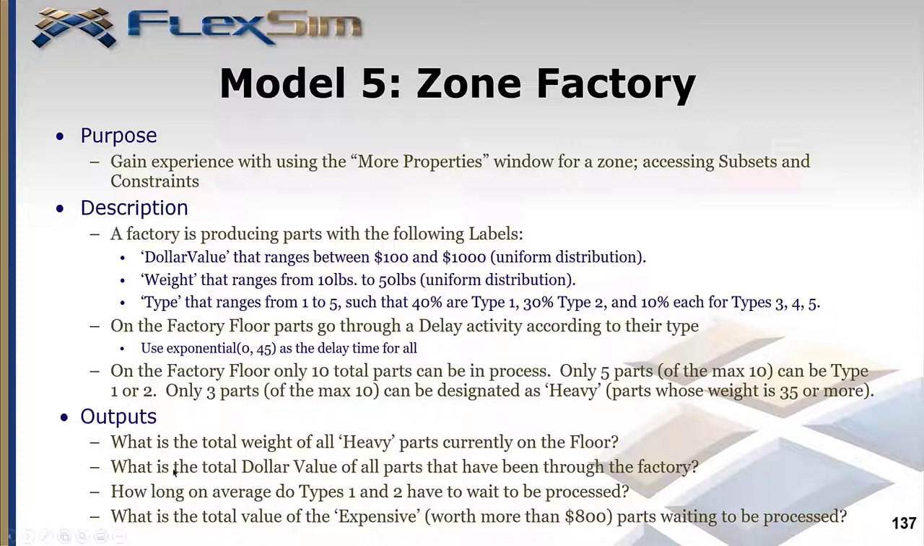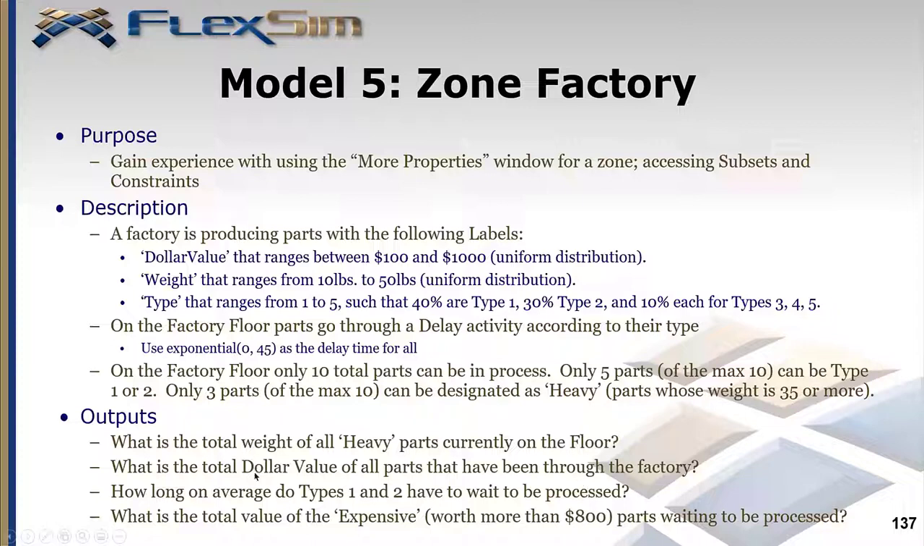And then we have a section of outputs where we want to use the zone statistics gathering capabilities to display some different stats. Like we want to know the total weight of all the heavy parts on the floor. We want to know the total dollar value that has been through the factory. So like what's the total revenue of the factory, by counting the dollar amount that every token is carrying with it as they leave. We want to know how long on average types 1 and 2 wait their turn to be processed. And we want to know the total value of expensive parts as they wait to be processed. And we're defining expensive things as any token whose dollar value is $800 or more.